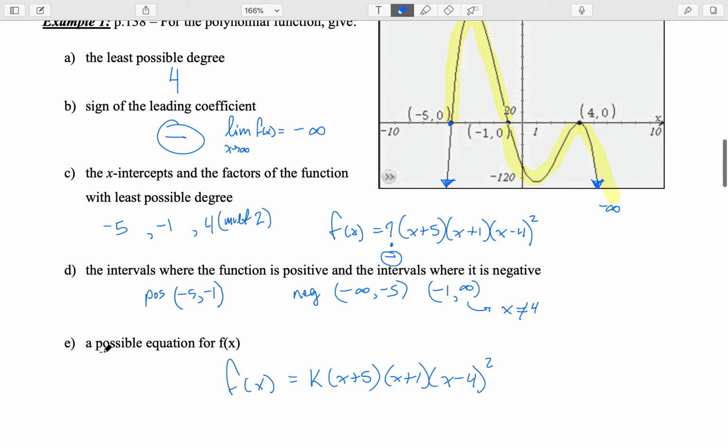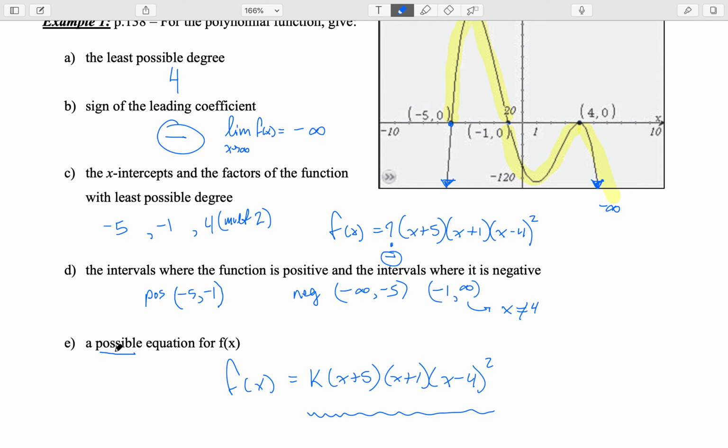Now, it said a possible equation. So this is kind of good because you've demonstrated you know the three roots, or the three zeros: -5, -1, +4. You know that this one's a double root, and you do know that this has to be negative. You don't have to say negative k, because k could be a negative value in the first place. Doesn't mean that k is positive if you just write k. We don't know what it is.